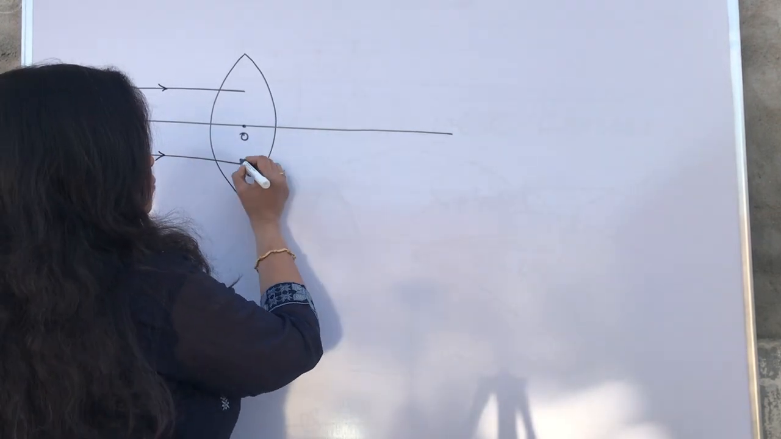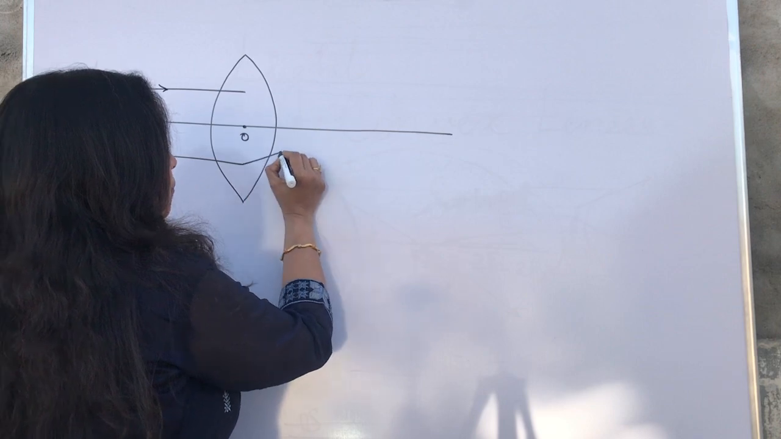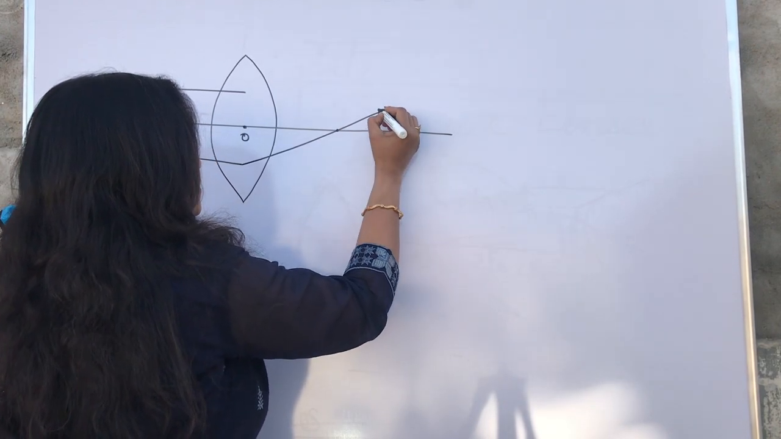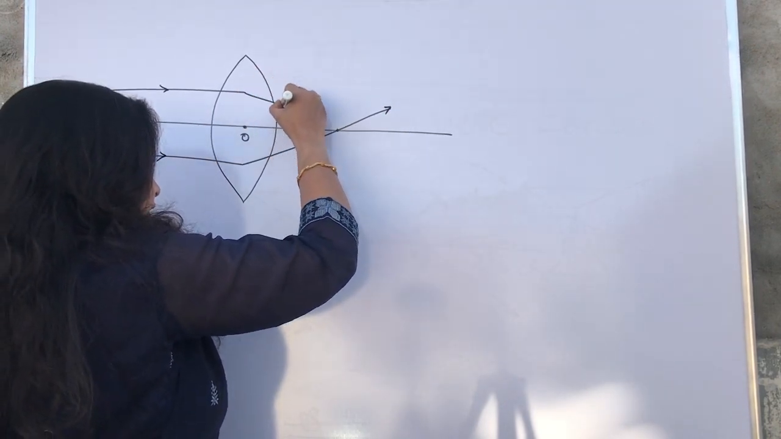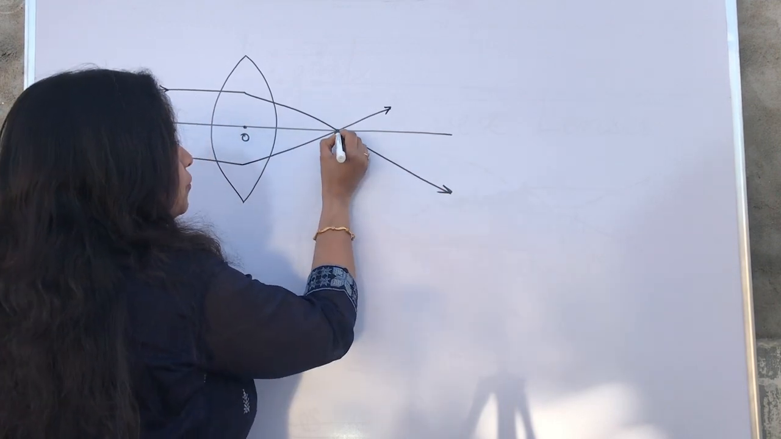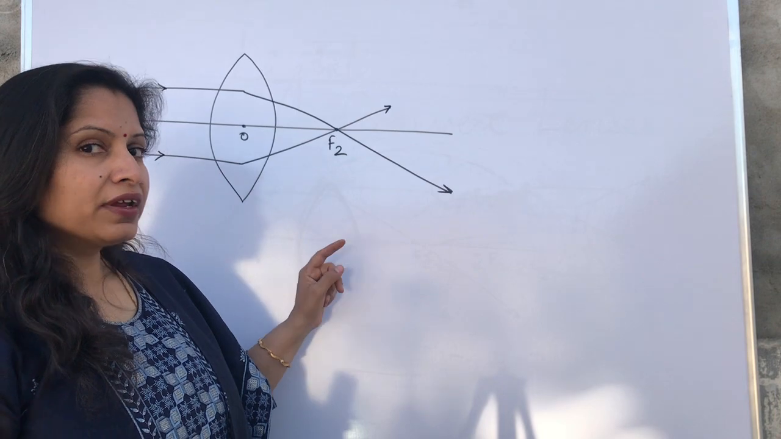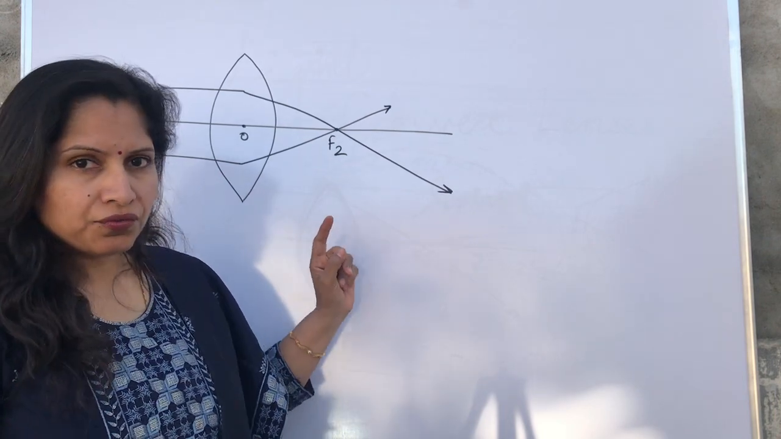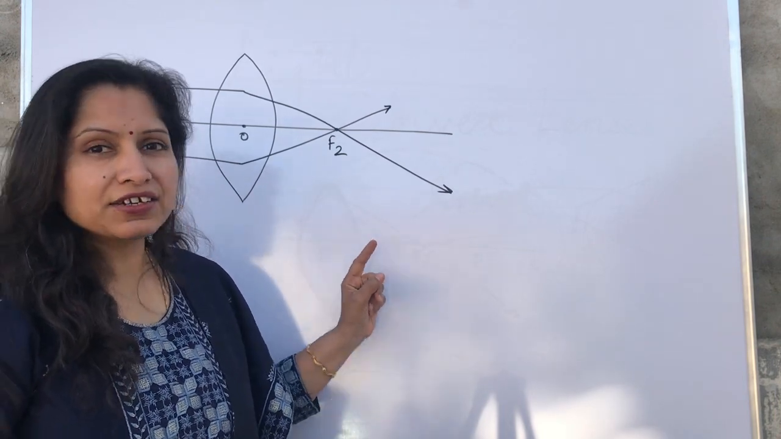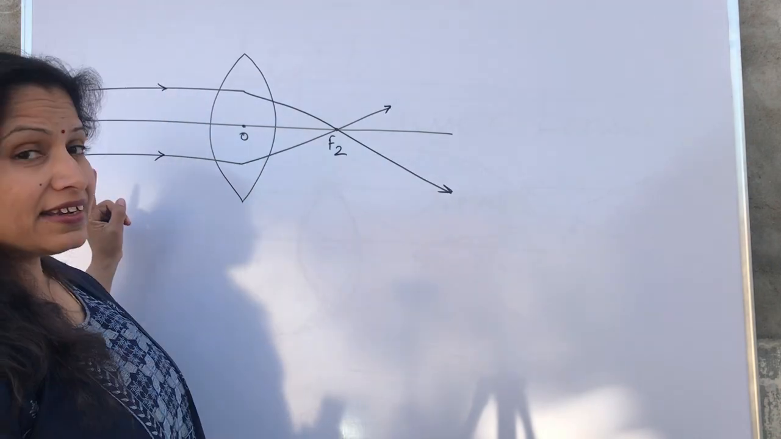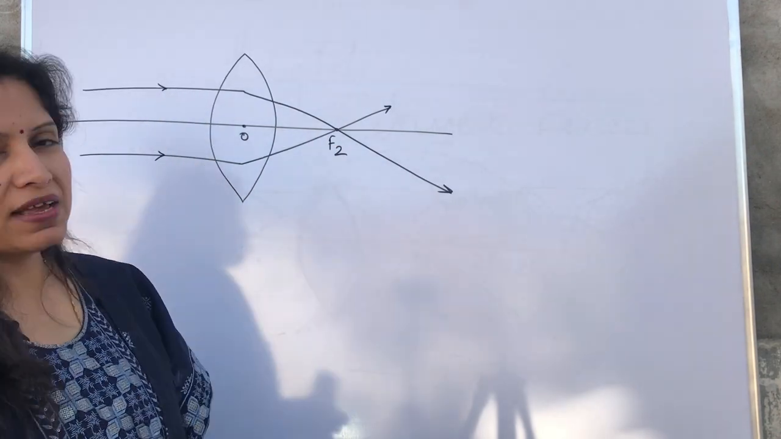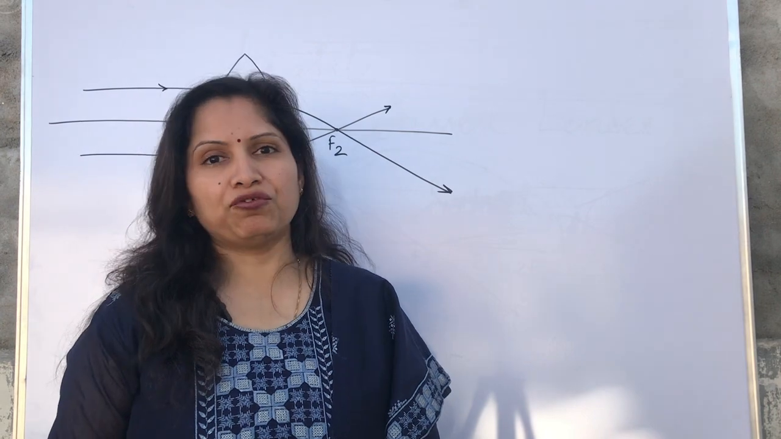After passing through the lens, they are going to converge towards each other, and they will be passing through the focus. Which focus? F2. So they will be passing through F2. Fine. This is the first condition. When the object is placed at infinity, the light rays pass through F2.